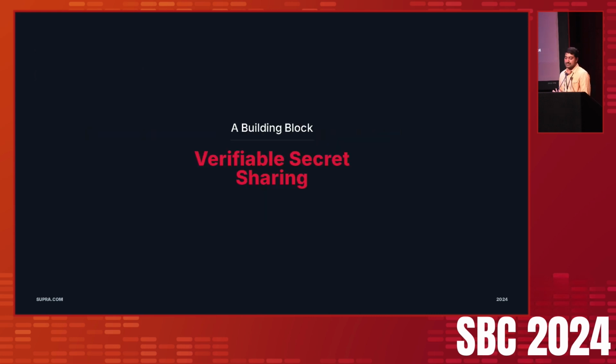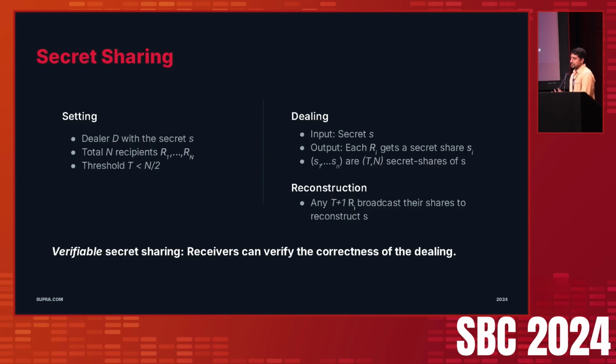So let's look at secret sharing and verifiable secret sharing, which is a basic building block of DKG mechanisms. The setup is pretty simple. We have a dealer D and a total of N receivers, including the dealer. And then we define a threshold T, which is less than N/2, where N is the total number of parties in the system. The dealing algorithm takes the secret input S of the dealer and generates N shares, which are secret shared as (T, N) threshold secret shares. Each party is given their own respective share, and any T+1 or more parties can come together and reconstruct the secret.